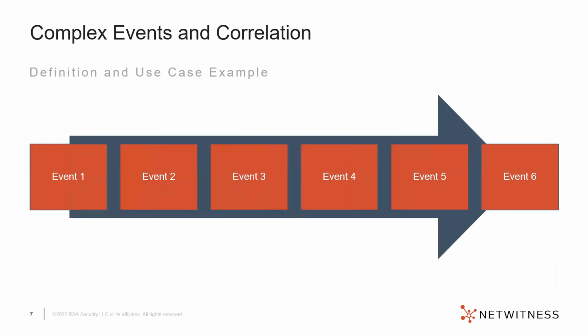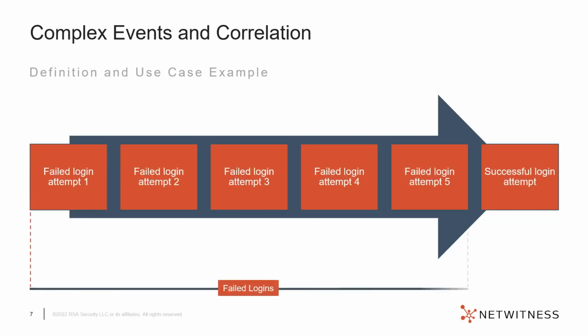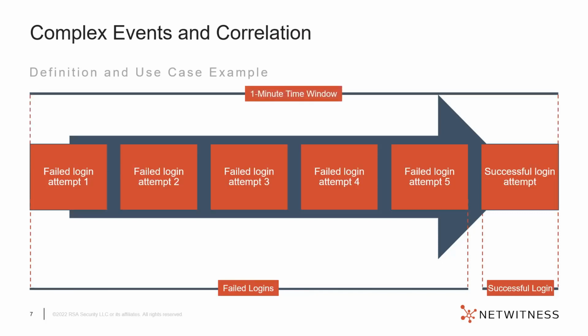If you noticed, I mentioned the term complex event while talking about the ESA features. A complex event is a series of events that, when occurring in a particular order, create a particular result. I also mentioned correlation. What I mean by correlation is the analysis of the complex event within a specified time window, such as a series of failed login attempts followed by a successful attempt within a 1-minute time window. And I'm stressing these words because we're going to see that later in the demonstration.